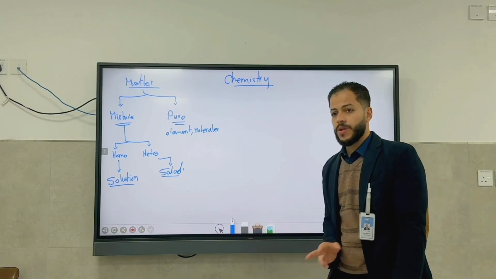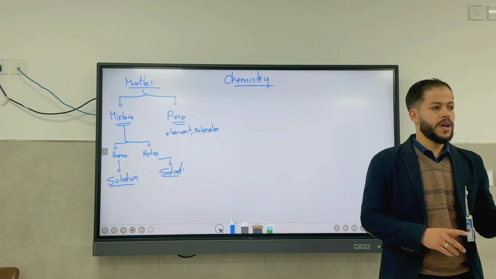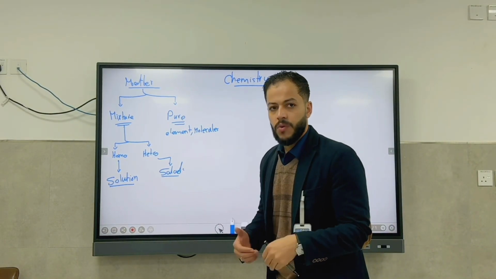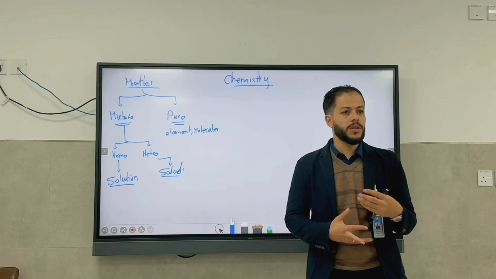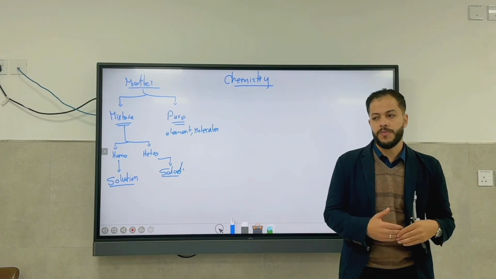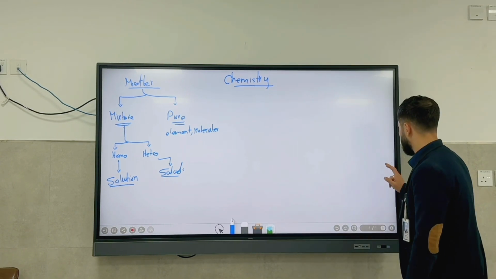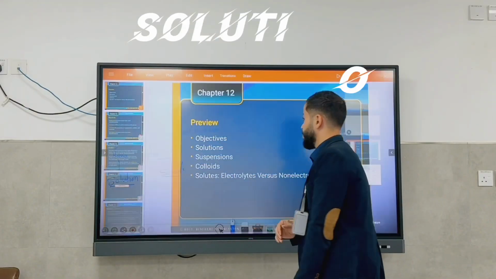In heterogeneous mixtures, we will study two types, suspension and colloid. We will identify each one of them, give some examples, and explain the difference between the three types of mixtures here: solution, suspension, and colloid. The first thing, let's get back to here.